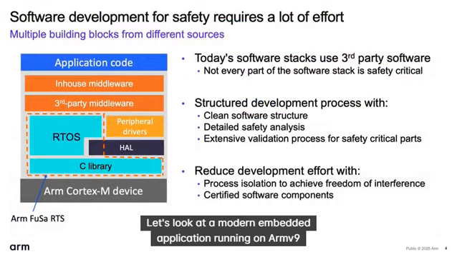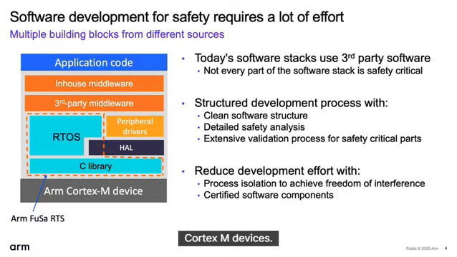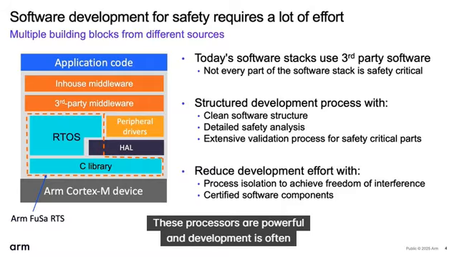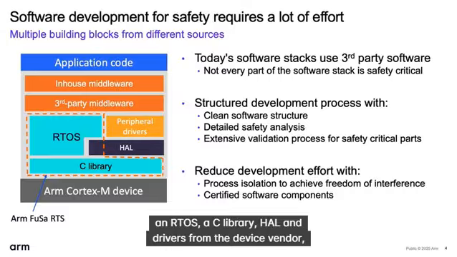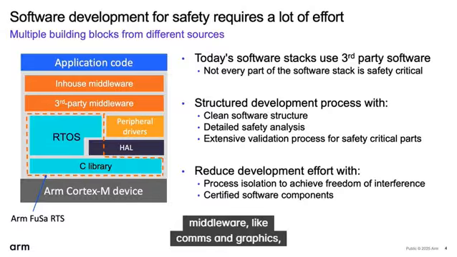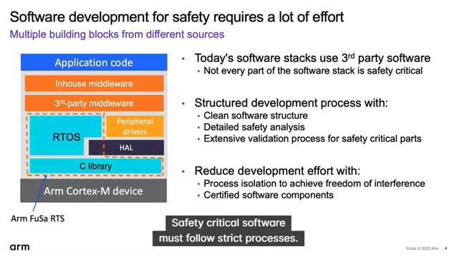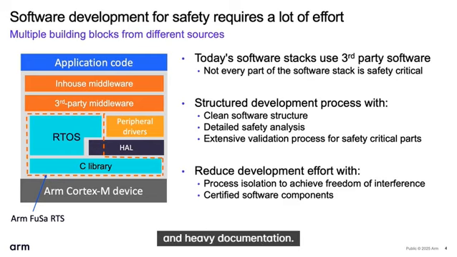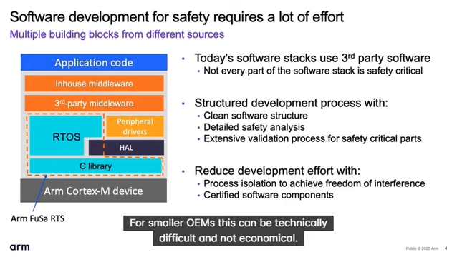Let's look at a modern embedded application running on ARM Cortex-M devices. These processors are powerful and development is often accelerated by using building blocks from different sources: an RTOS, a C library, HAL and drivers from the device vendor, middleware like comms and graphics, maybe even an STL for diagnostics, all tied together by the application itself. But in safety systems, this gets tricky. Safety-critical software must follow strict processes, the V-model, detailed analysis, extensive validation, and heavy documentation. For smaller OEMs, this can be technically difficult and not economical.